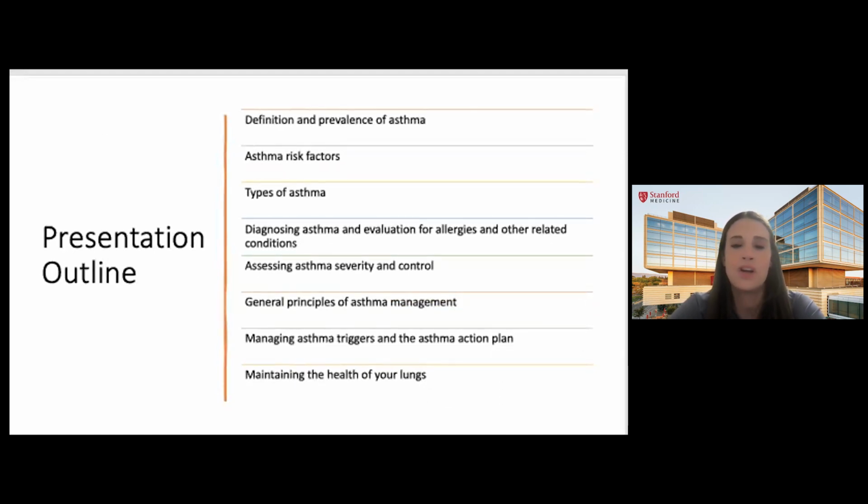So what are we going to talk about today? I'd like to start by talking about what is asthma, the definition and prevalence, risk factors for asthma, different types of asthma, mostly allergic, non-allergic, but there's some other types of asthma as well, how we diagnose asthma and evaluate for allergies and other related conditions, assessing asthma severity and control, general principles of management, managing triggers and the asthma action plan, and just finish up with a few key points about maintaining the health of your lungs.